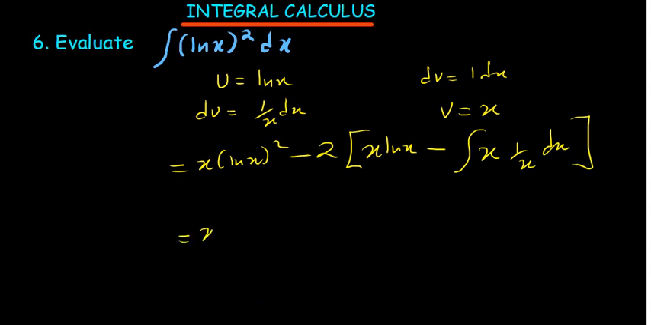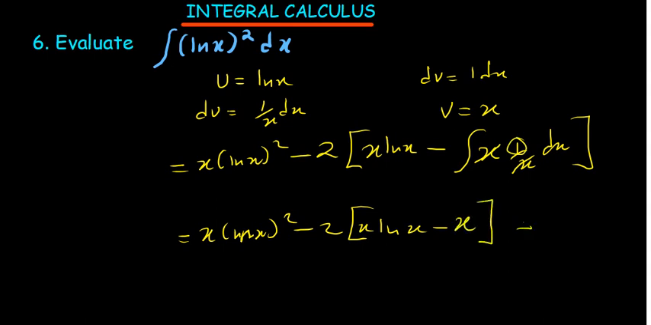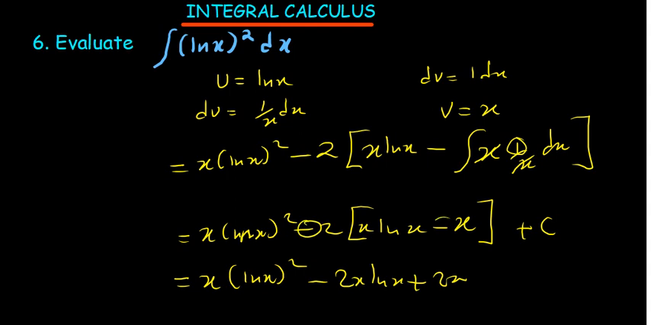So that is going to be x natural log of x to the power 2 minus 2, and then that is x natural log of x minus, so this one and this one will cancel out. So just remain with the integral of 1 with respect to x, and that is x. So get to add the constant c. So we can from this point just get to distribute the 2 which is outside, so that will be x natural log of x to the power 2 minus 2x natural log of x, and then it becomes positive 2x because this is a negative 2 times negative, that becomes positive, and then plus the constant c.